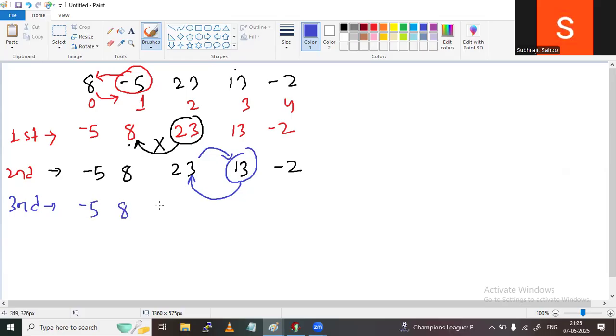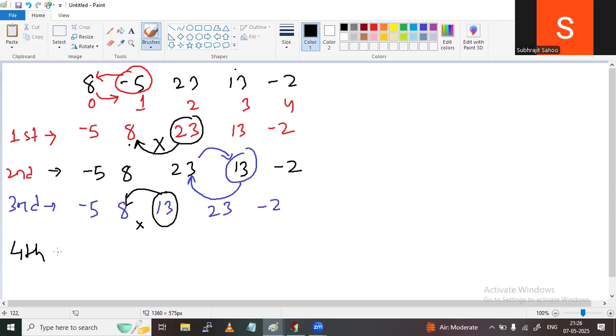-5, 8, 13, 23 came here, -2 came here, right? Now after swapping, my work is not over. Now I have to check this with all the left side elements. Then element 13, I have to check, not index number 13. I have to check with the 8. Is it required to swap? Sir, not required to swap. Again, -5 also will be checked, not required to swap. It should be as it is in the current position, right? So in the third pass, I got this result.